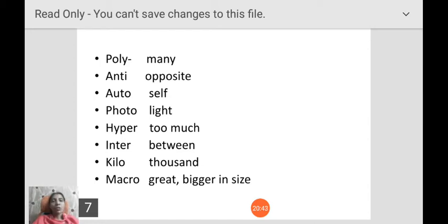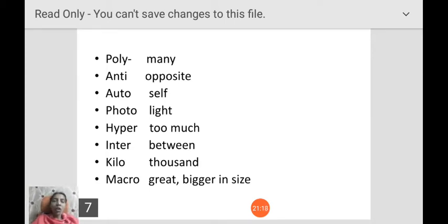Hyper is too much. We used the word hypertension. Hyper means excessive, more than the normal. There is something like normal and more than the normal. Extremely more than the normal is excessive. Too much, like hypertension, having a high blood pressure. A hyperactive person: a person is generally active, so if he is more active, we say hyperactive. So these are some words.